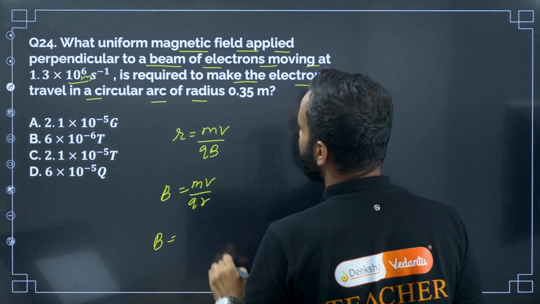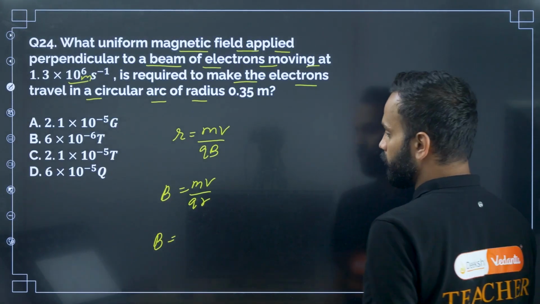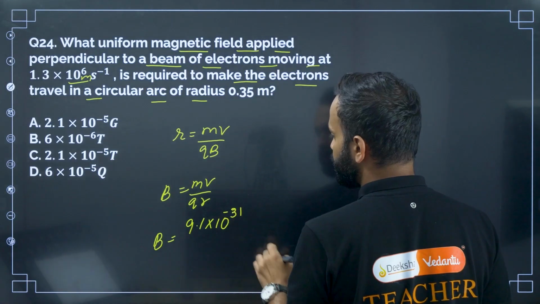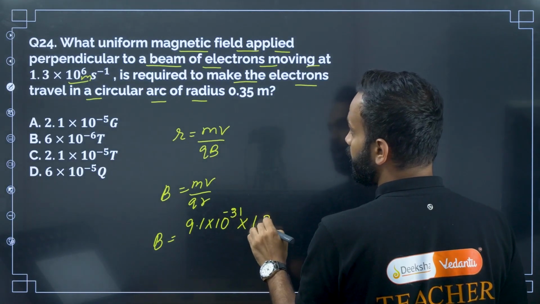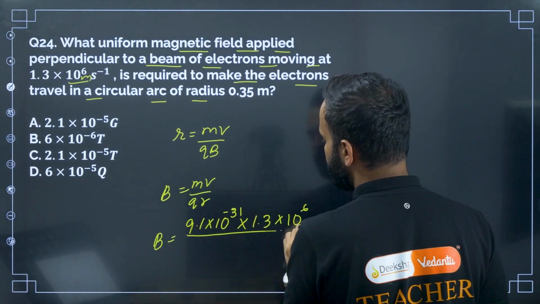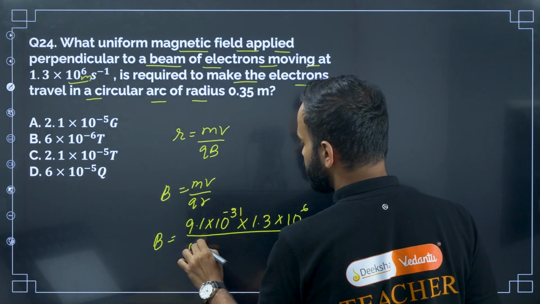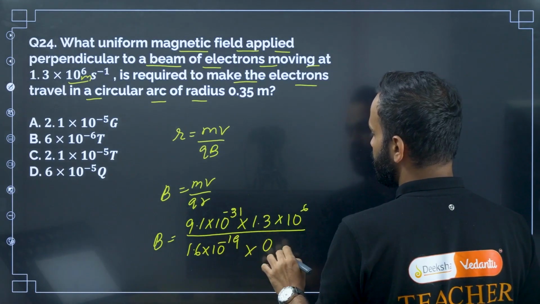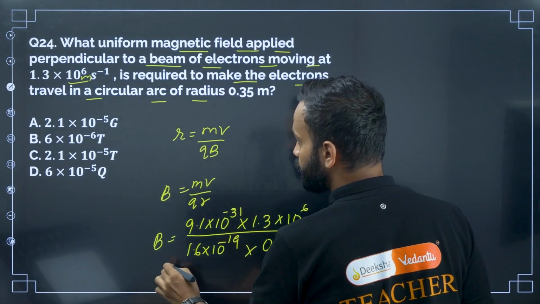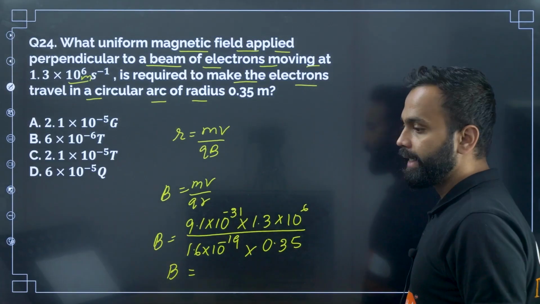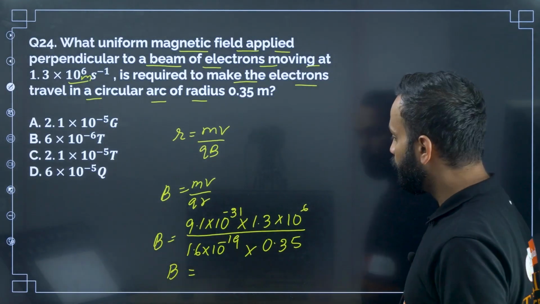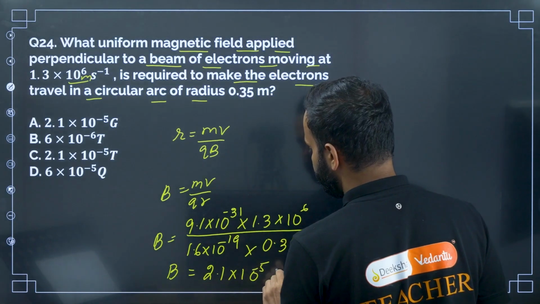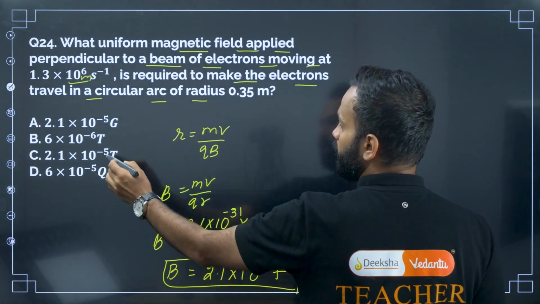So B equals m into v divided by q into r. What is the value of m? m is the mass of the electron, that is 9.1 into 10 to the power minus 31 kg, into v, which is 1.3 into 10 to the power 6, divided by q into r. q is the charge of the electron, that is 1.6 into 10 to the power minus 19, and r is 0.35 meter. Now solve this. You will get B equal to 2.1 into 10 to the power minus 5 Tesla. So the correct option is C.